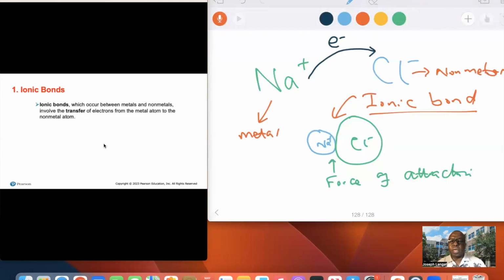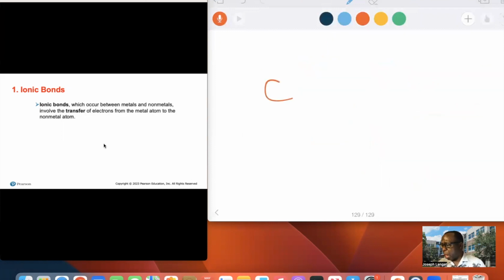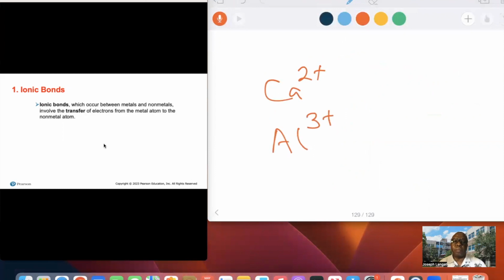It's not always that one electron is transferred in an ionic bond. Calcium will lose 2 electrons to become positively charged. Aluminum will lose 3 electrons to become positively charged, +3. Please revisit predicting ionic charges using the periodic table. That's how an ionic bond is formed.